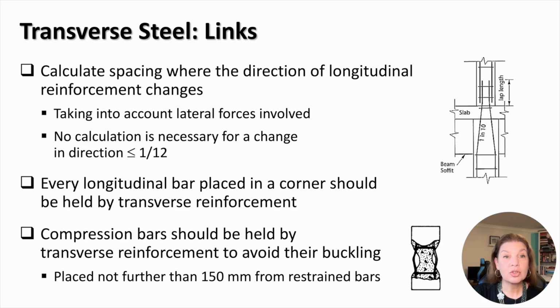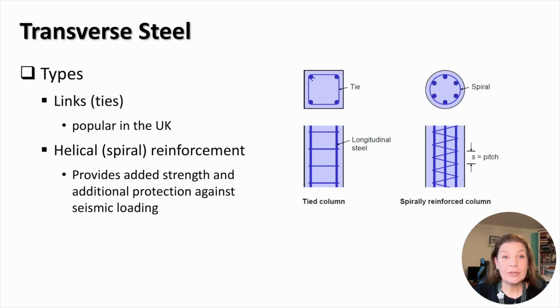All longitudinal bars should be restrained by links to avoid buckling of bars in compression. Transverse reinforcement can be divided into two types. The first type is links or ties and is popular in the UK. The second type is helical or spiral reinforcement, which provides added strength and additional protection against seismic loading.